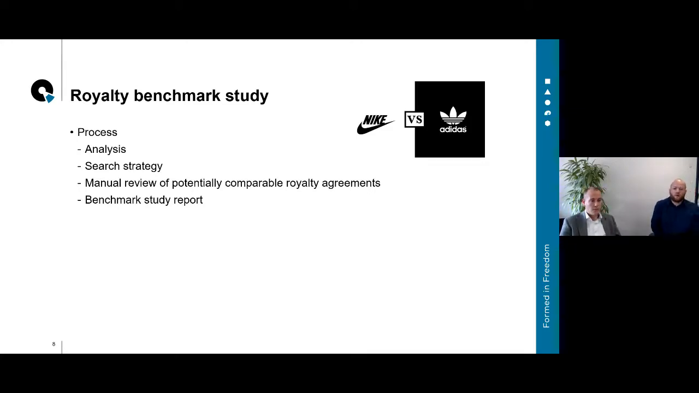Well, the process is quite the same as the routine service benchmark study. You start with an analysis of the IP, of course. Then you perform a search strategy to download a set of potential comparable royalty agreements. That's also the big difference with a routine service benchmark study. You will compare agreements instead of companies, and then ultimately you explain every step taken again in a benchmark study report. So basically the process is quite similar.